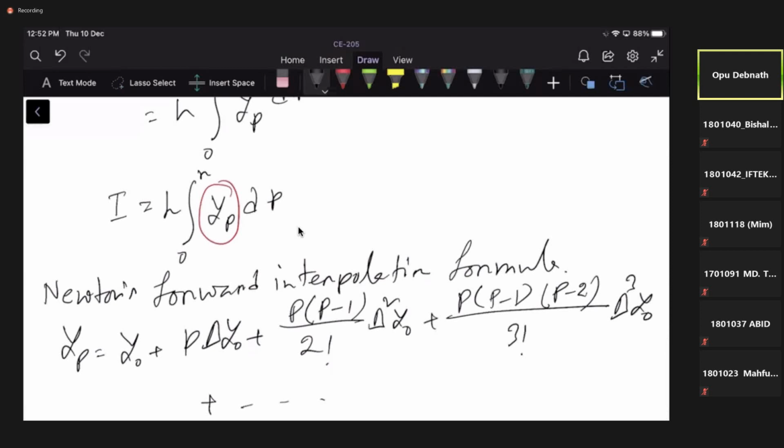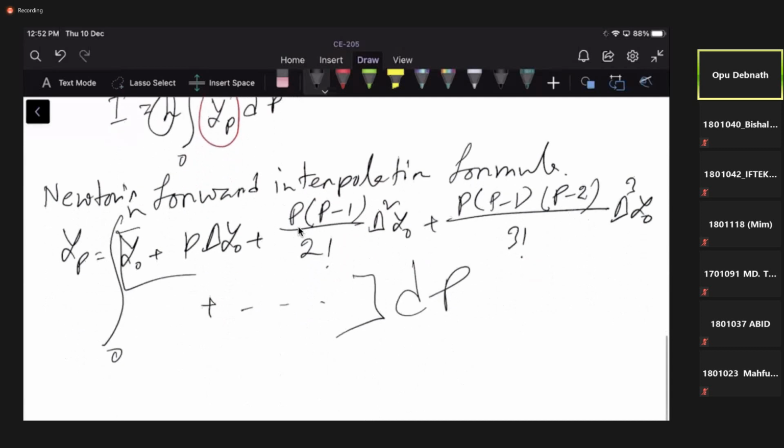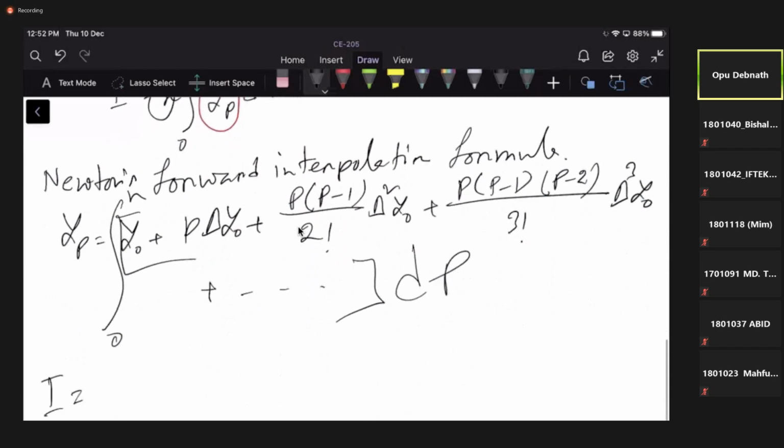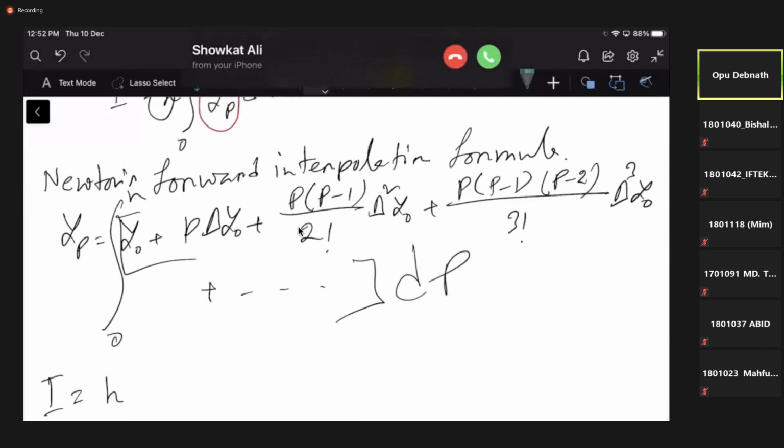So if we integrate this function, with h constant, over the limits 0 to n, this is your total function dp. So you will get the total I value, the total integrated value, where h will be constant.